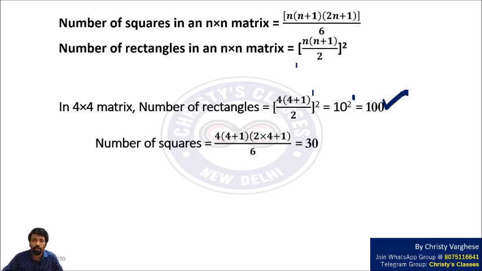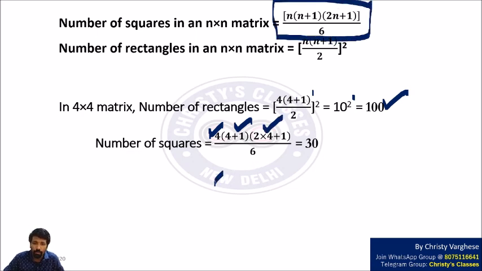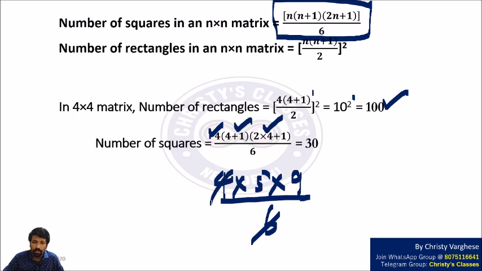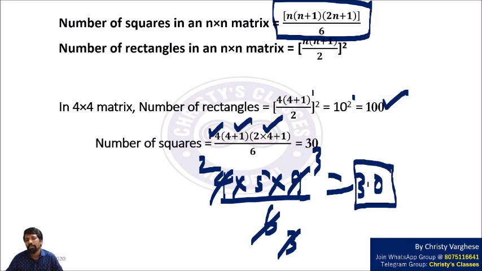N is equal to 4 here. So 4 into 4 plus 1 into 2 into 4 plus 1 by 6, by applying it in this formula. 4 into 5, 2 into 4, 8 plus 1, 9 by 6. 2 and 3, 3 and 9 cancels 3, 30 you will get. That is the number of squares.